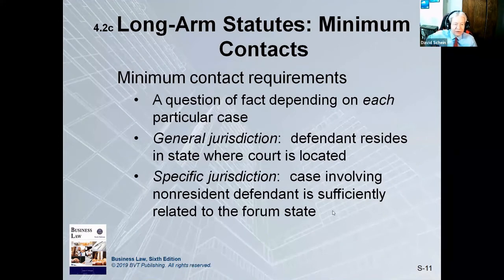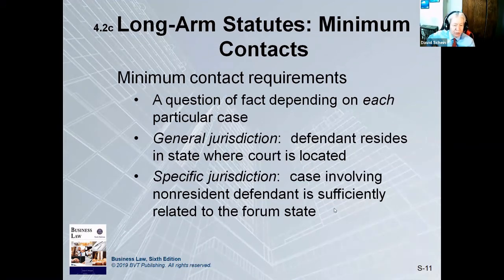In order to get sued, you've got to have minimum contacts. I picked the case of the car accident on purpose, since that would be considered minimum contacts. If you're in a big car accident in a state, yes, you have a valid reason to be sued in that state. And then notice general jurisdiction, defendant resides in the state. That's separate.